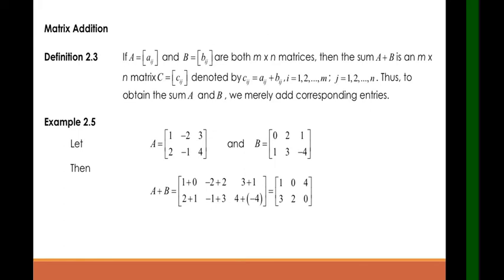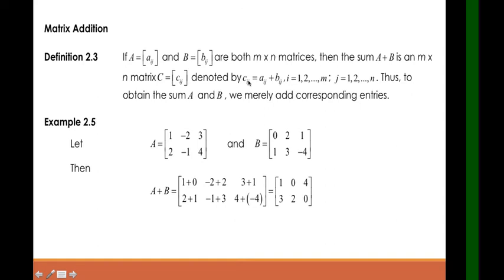Now, let's have the operations for matrices. The first one is addition. By definition, if A = [a_ij] and B = [b_ij] are both m by n matrices, then the sum A + B is an m by n matrix C = [c_ij], denoted by c_ij = a_ij + b_ij. So that is what the result means.